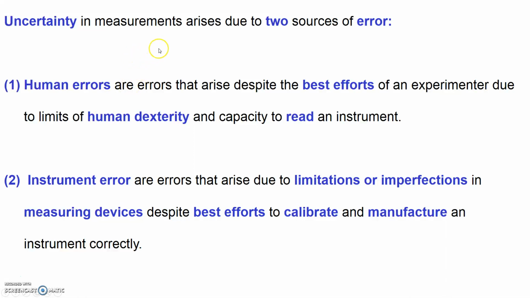So human errors are those that arise even though we're trying really hard to do the right thing, even though we've trained ourselves to use the instrument correctly. There's a limit to how well we can do it. Instrument errors are similar, but they relate to the qualities of the instrument. You can only calibrate your instrument so well, and you can only construct your instrument so well, and as a result we get errors.